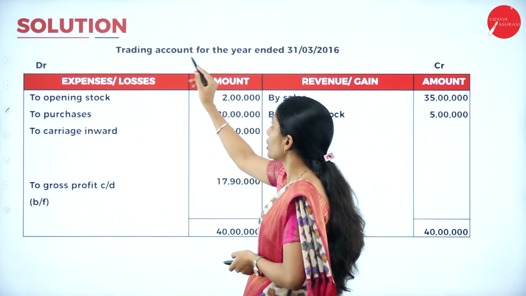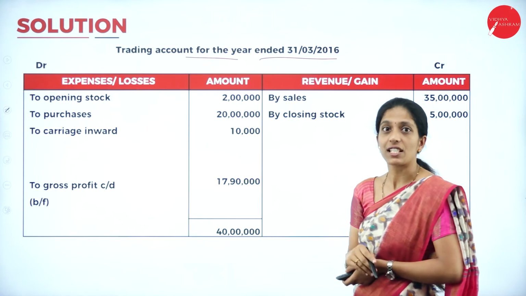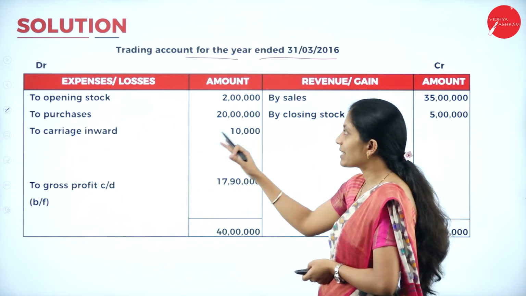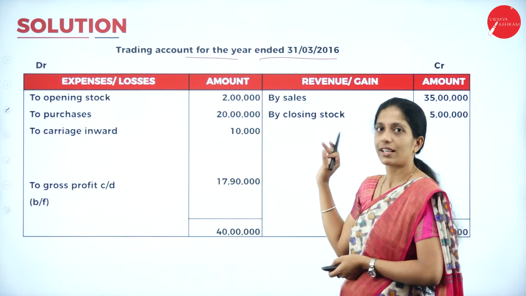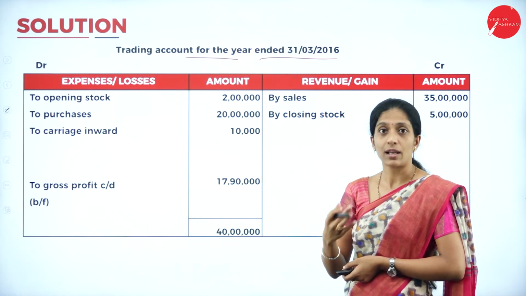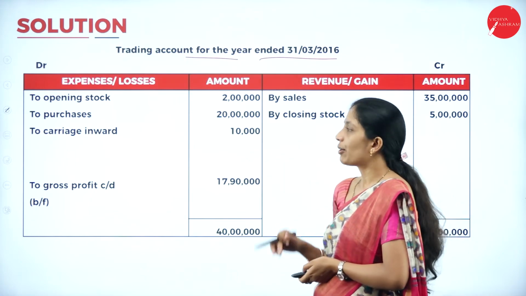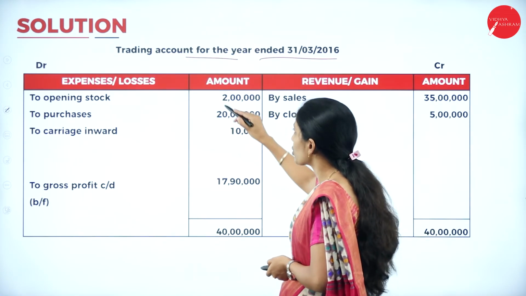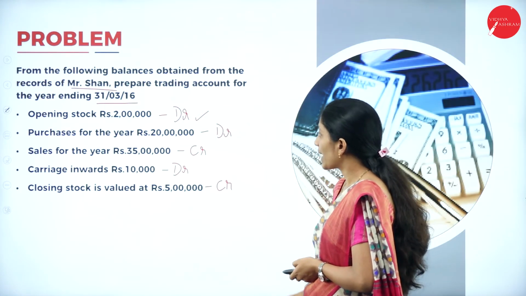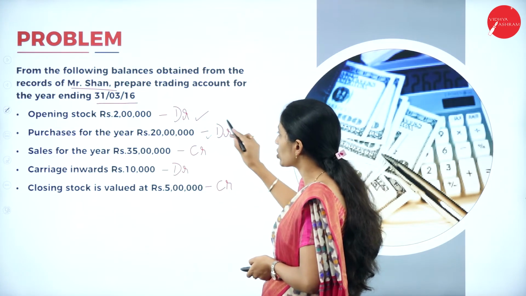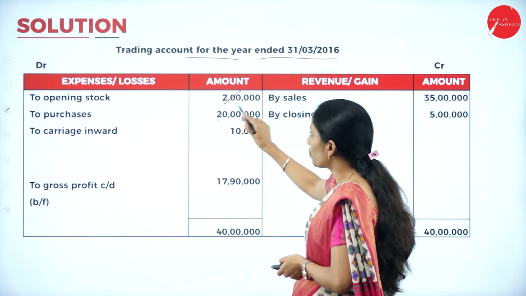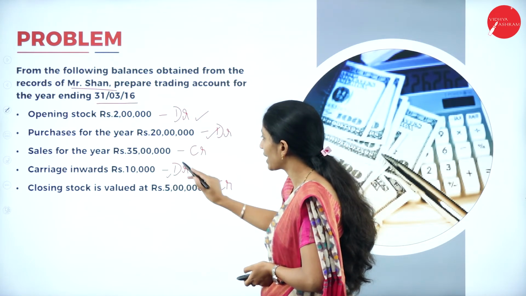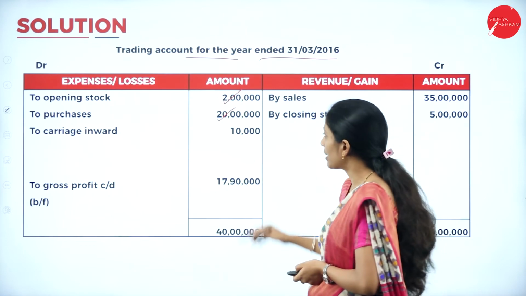Write the heading, trading account for the year ended 31st March 2016. So we'll be having debit as well as credit side. Debit side expenses or losses, amount; credit side income or gain or revenue, amount. Now how do you start? To opening stock. What is opening stock? 2 lakh. So to opening stock 2 lakh. Next we have purchases, 20 lakh. So to purchases 20 lakh, and direct expenses. Here we have only one direct expense, that is carriage inward 10,000.